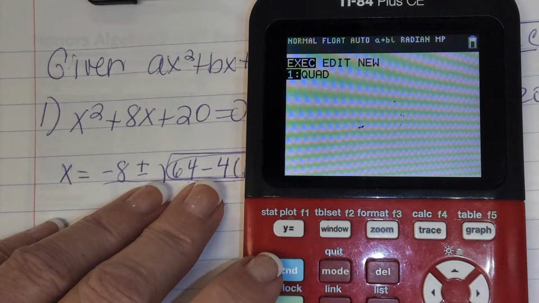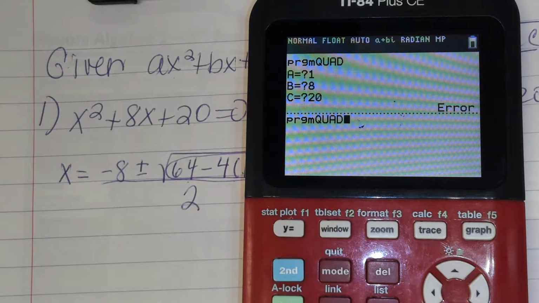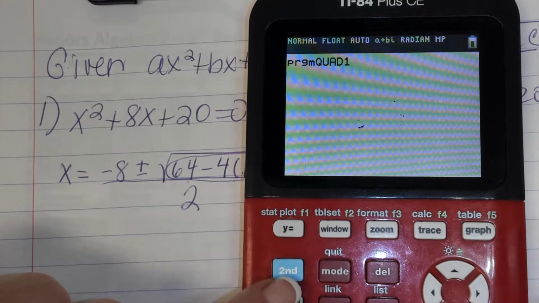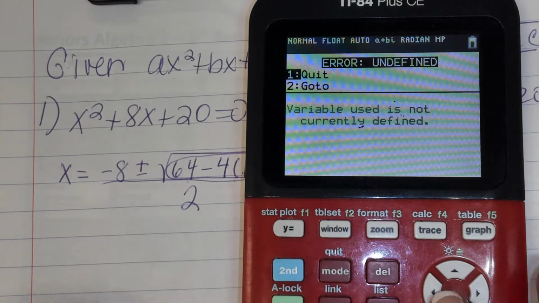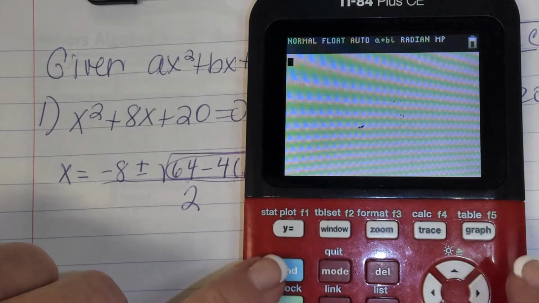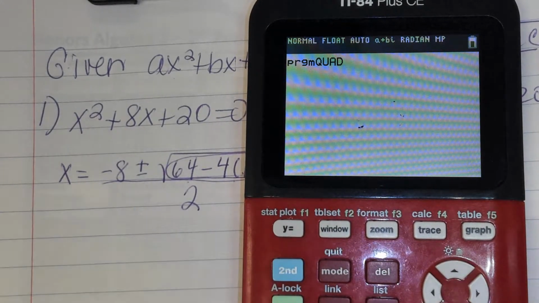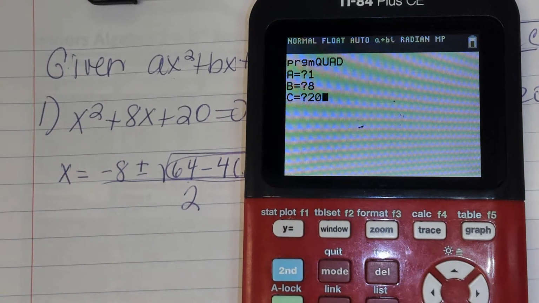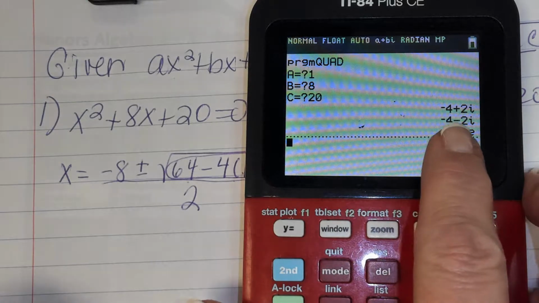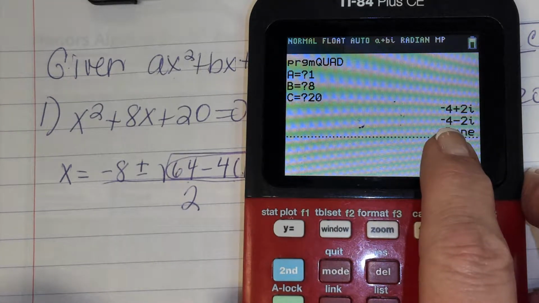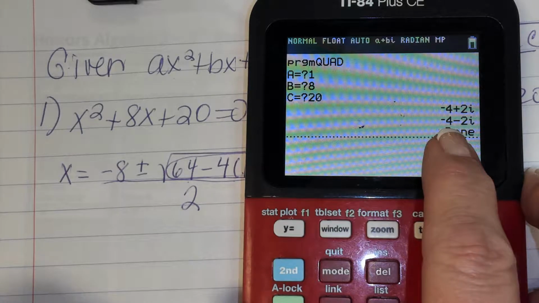I'm going to go to my program. I'm going to execute my program. I do my one. Oops, sorry. Okay. So I go back to my program. I execute it. Enter. My A value is 1. My B value is 8. And my C value is 20. And look what it tells me. The answers are -4 plus 2i and -4 minus 2i. Did you guys get that right?